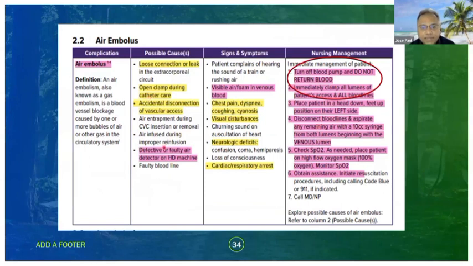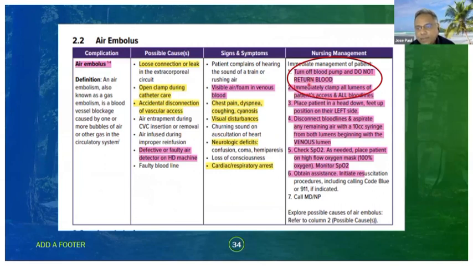So again, the causes are just like air in the bloodline, except that there is a defective, faulty air detector on the hemodialysis machine, and you will see visible air or foam in the venous blood, and the patient can have a lot of symptoms as I described earlier.